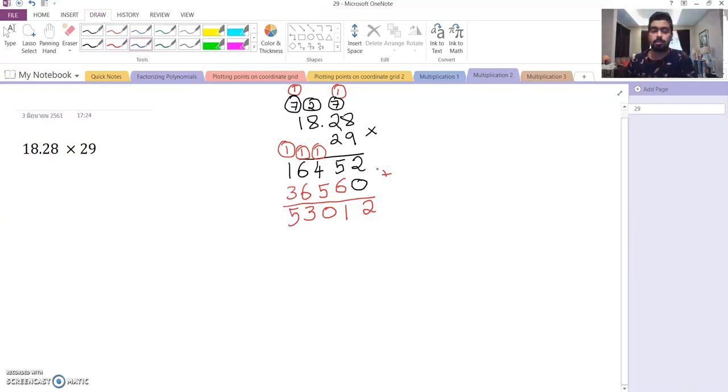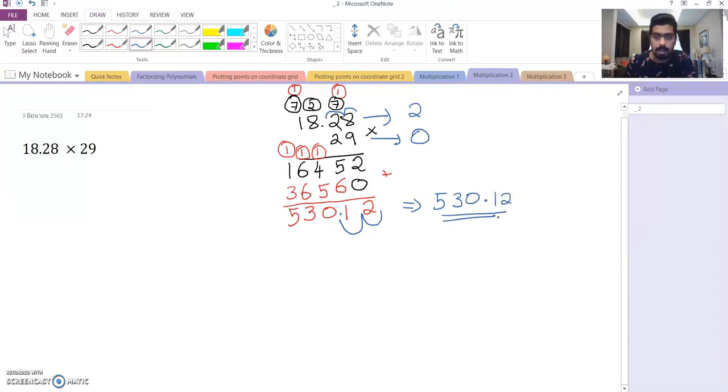Again, the final step is to count how many decimal places we have. Here we have 0 decimal places. Here we have 2 decimal places, 1 and 2. So we have 2 decimal places on the top, so the answer should also have 2 decimal places. We go 1, we go 2, and put the decimal right here. And the final answer is 530.12. This is the final answer.